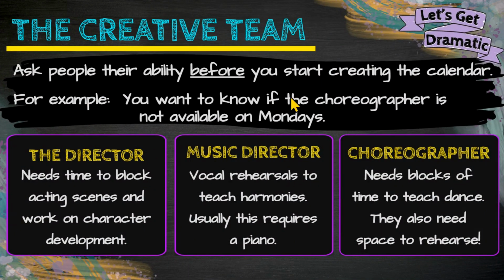The creative team. Ask people their availability before you start creating the calendar. For example, you want to know if the choreographer is not available on Mondays. So we have the three main people you'll want to make sure can do what you need them to do. The director will need time to block acting scenes and work on character development. The music director: vocal rehearsals to teach harmonies usually require a piano, so you need a space with a piano. And then the choreographer needs blocks of time to teach dance.